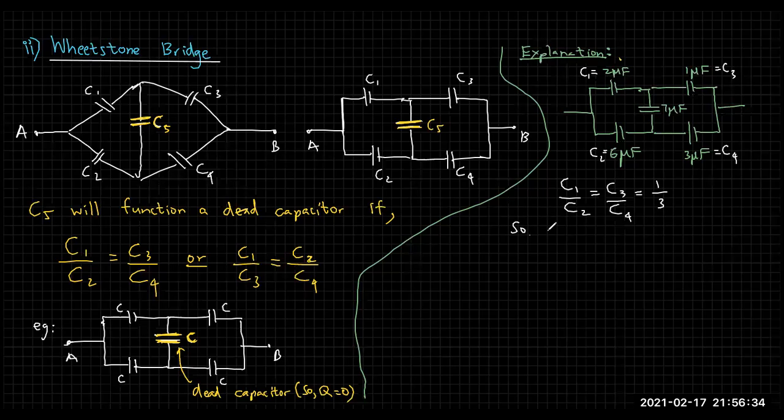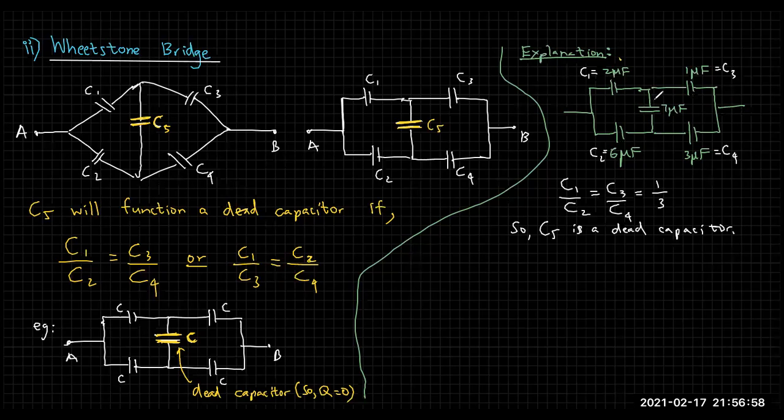So based on that, we can say 7 microfarad is a dead capacitor. I'll name it C5 here. Right. So C5 is a dead capacitor. Now the question is why? Why is it dead? How is it dead? Right. Now why is it dead?